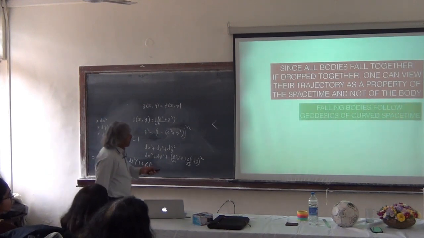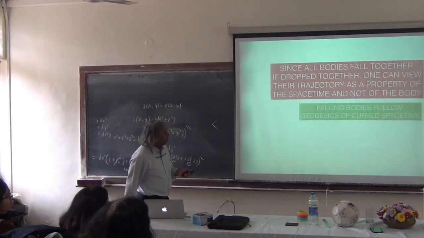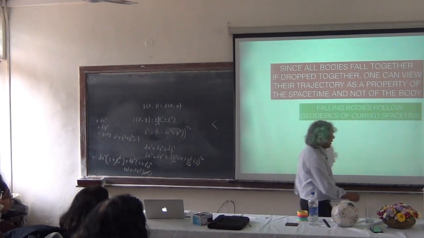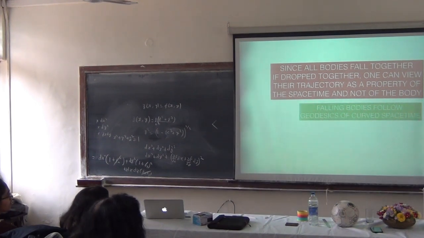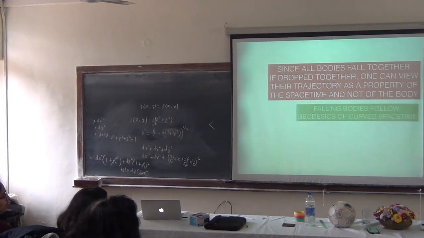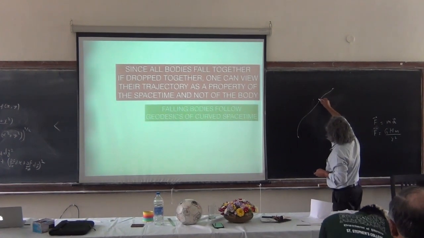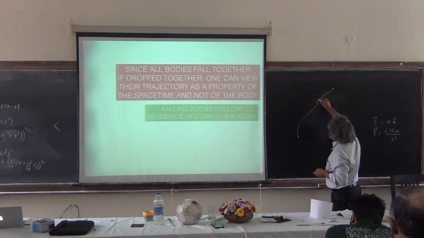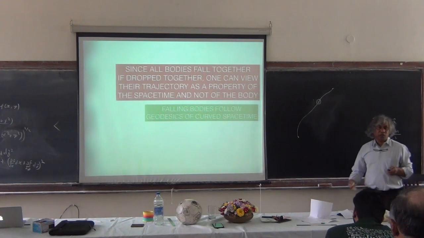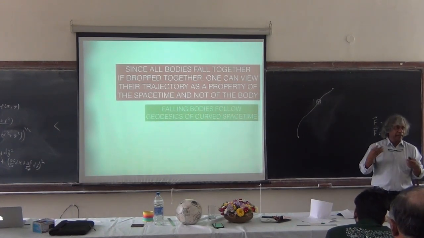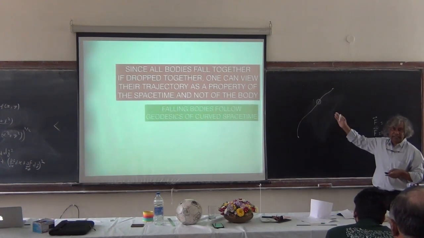So now I'll show you that falling bodies follow the geodesics of curved space-time. And the argument is very simple. Suppose I have a curved space-time. Let's pretend that the board is curved, and a particle is following some path like that. This is a neutral particle, not subject to electromagnetic forces. At any point here, I look around and go to a local inertial frame. I know I can apply the laws of special relativity, because I already know those laws. There's no gravitational field locally.